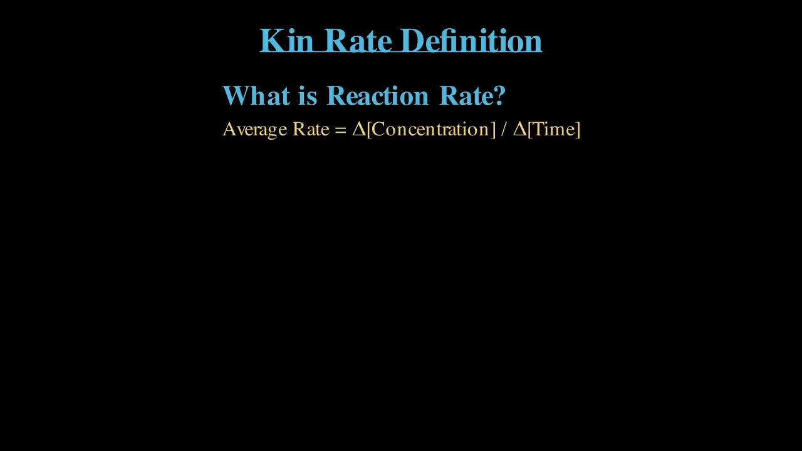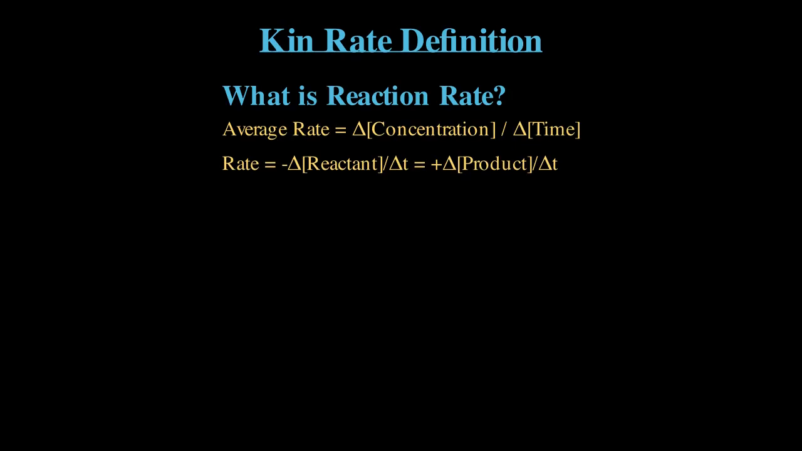Today, we're diving into chemical kinetics, the study of reaction speed. So, what is the rate of reaction? It's simply the change in the concentration of any reactant or product over a specific period of time. We can calculate the average rate, which is the total change in concentration divided by the total change in time. We use a negative sign for reactants, as they are consumed, and a positive sign for products.